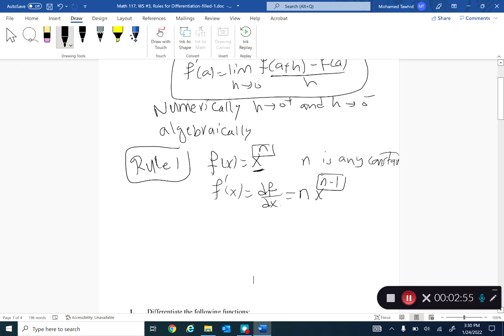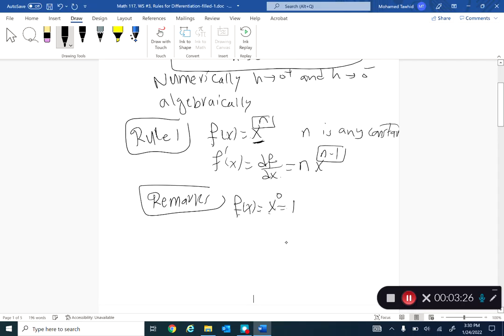All right, let me give you some examples. Also, let me write a remark. If you have n equals 0, for example, f of x equals x to the power 0, what do you get? x to the power 0 is 1. So f of x equals 1, which is a constant.